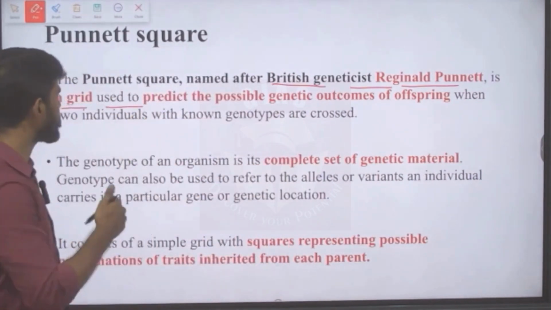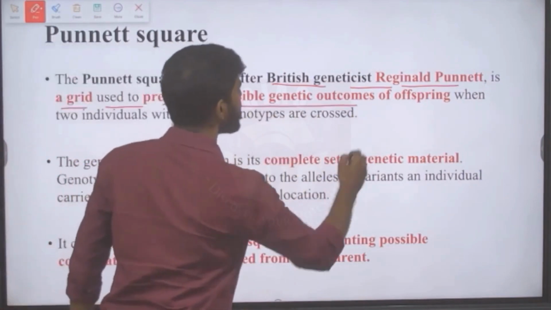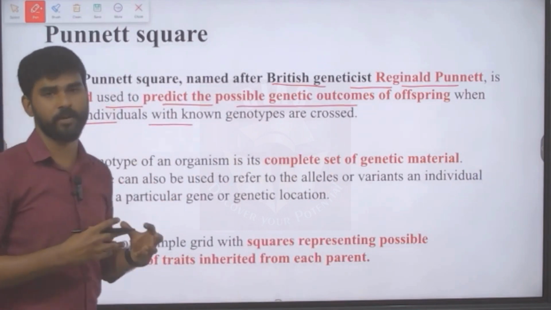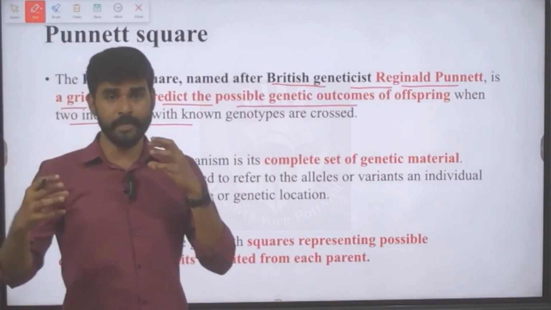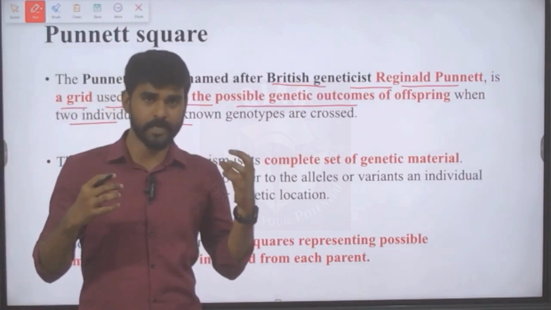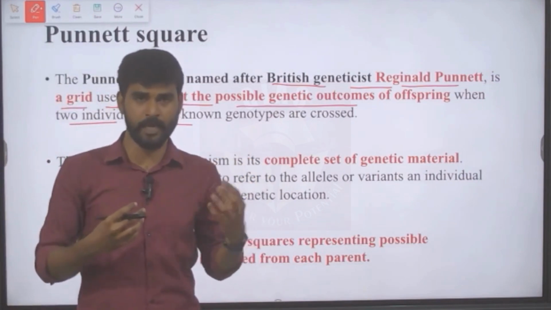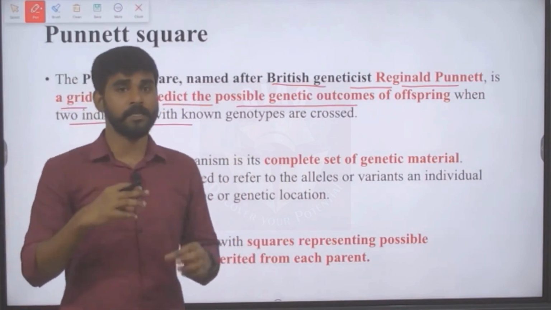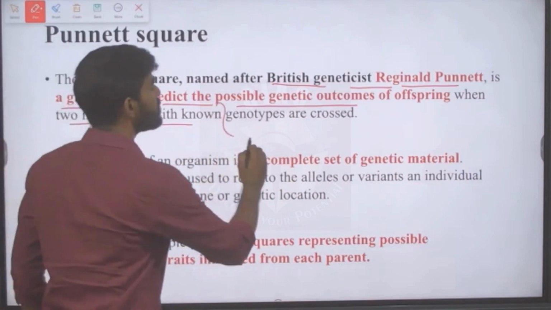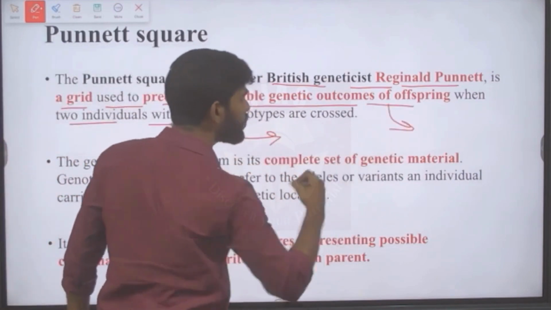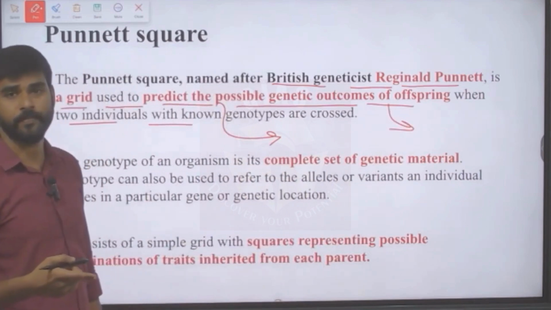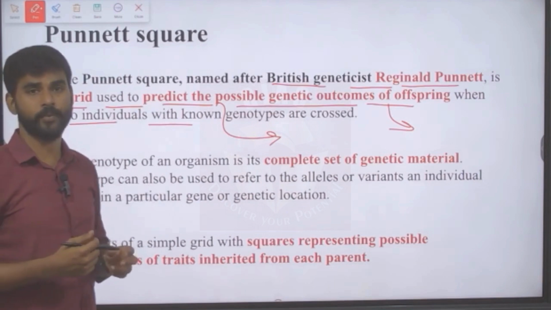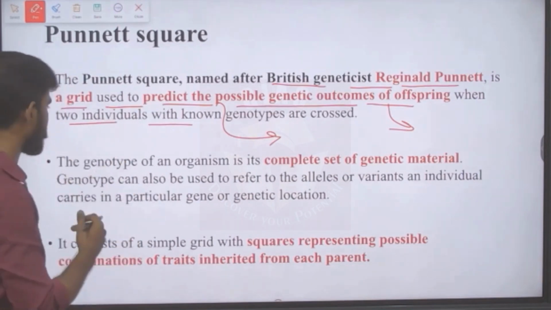Punnett square is a grid that is used to predict the possible genetic outcomes of offspring when two individuals with known genotypes are crossed. Two individuals are there, their genotypes are very well known. We'll understand what is genotype, phenotype and other details in upcoming slides. What are all the possible genetic outcomes of the offsprings of those two individuals? This can be found with the help of the Punnett square. It is like a grid. We'll understand every other detail of it.